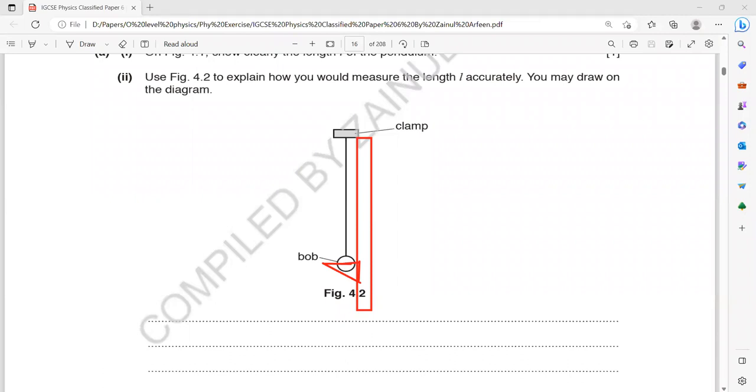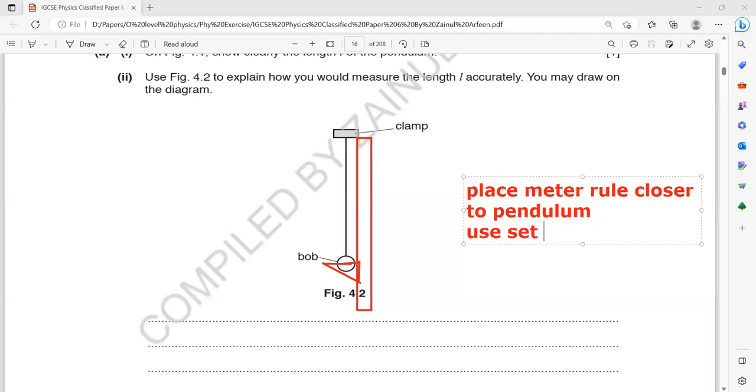So if you want to measure, you should place a meter rule close to a pendulum and then use a set square as a horizontal reference to avoid parallax error. So we will place a meter rule closer to the pendulum and we will use a set square to avoid parallax error. So we will look horizontally, so we can identify the exact position and measure the length. Is it clear, this one?